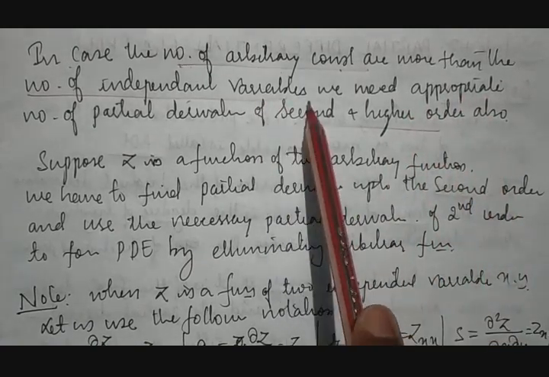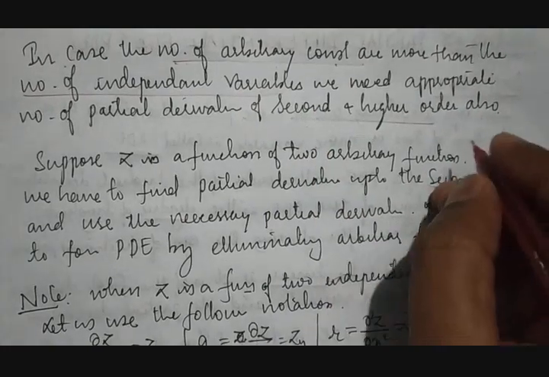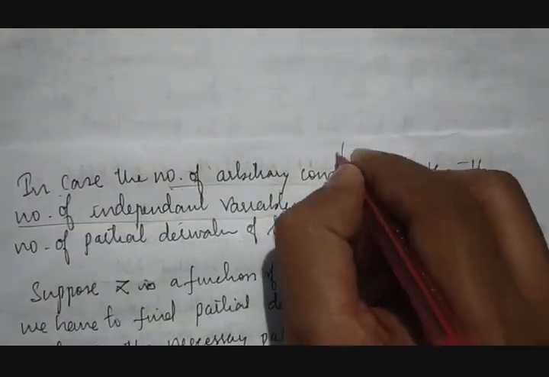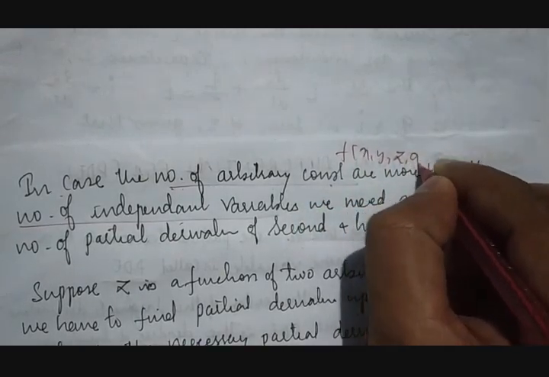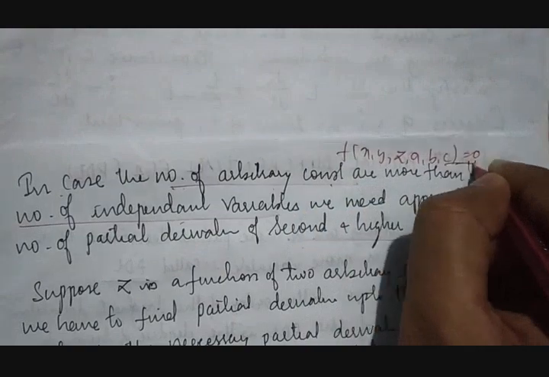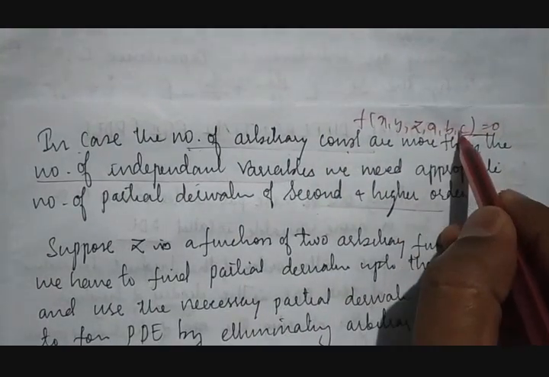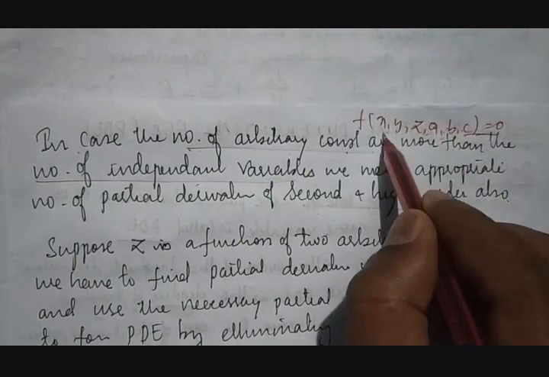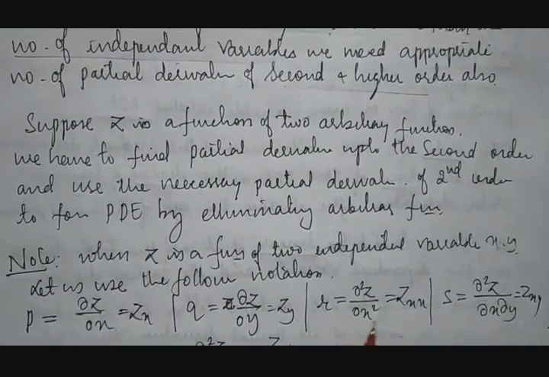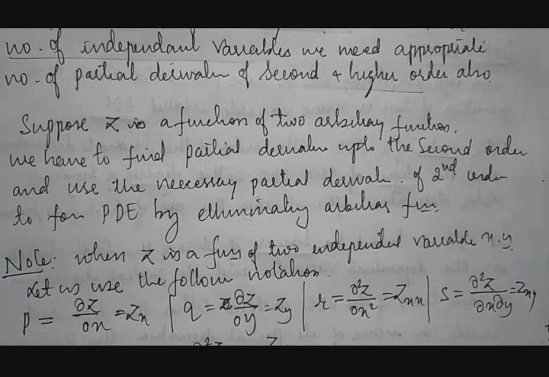For example, X and Y are the two variables. I'll take a function something like this. If you take f of X, Y as the two variables, Z is a function. If you have A, B, C equal to 0, you can see there are three constants and two independent variables. So eliminating these three from the first order is not sufficient. Then we need to go for second order.